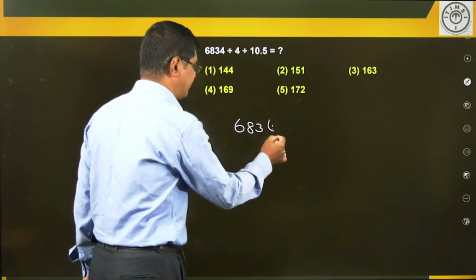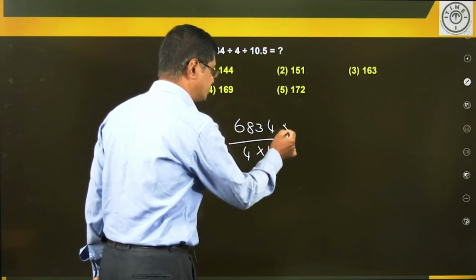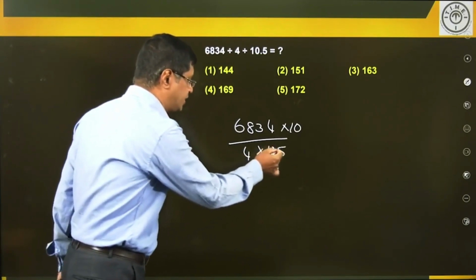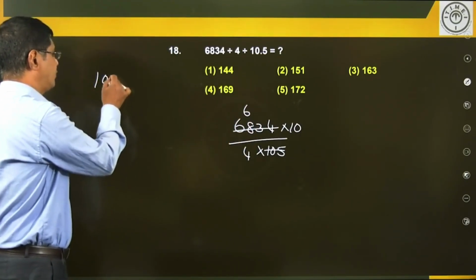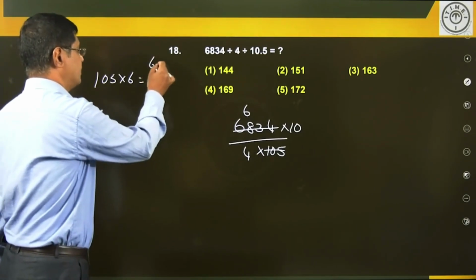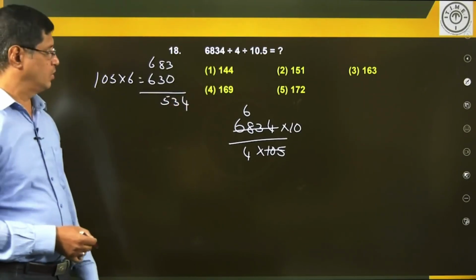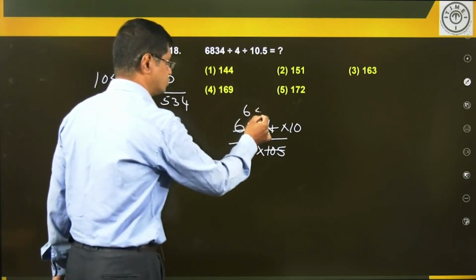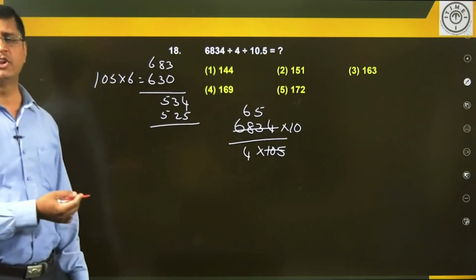6834 divided by 4 divided by 10.5. Just remove the decimal, add 0 on the other side. Now 105, how many times does it go in this? 6 times 105 is equal to 630. But 683 is there. What is the difference? It is 53, so 534. So 105, how many times? Now we can take 5 times. So 65 times. So what is the result? 525. Differ by 9. It is negligible.